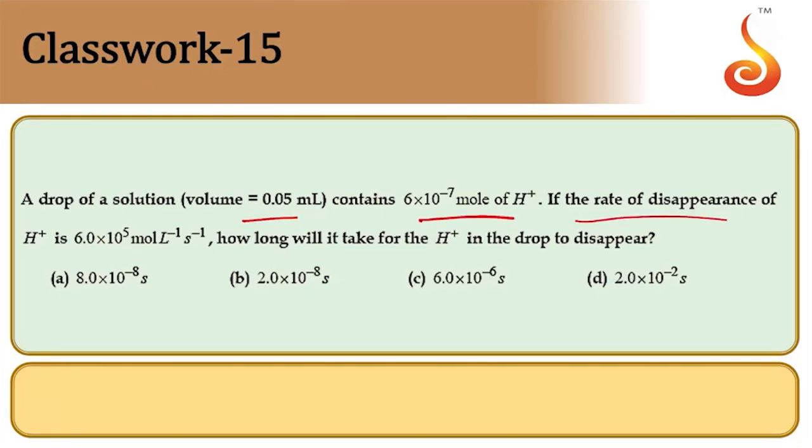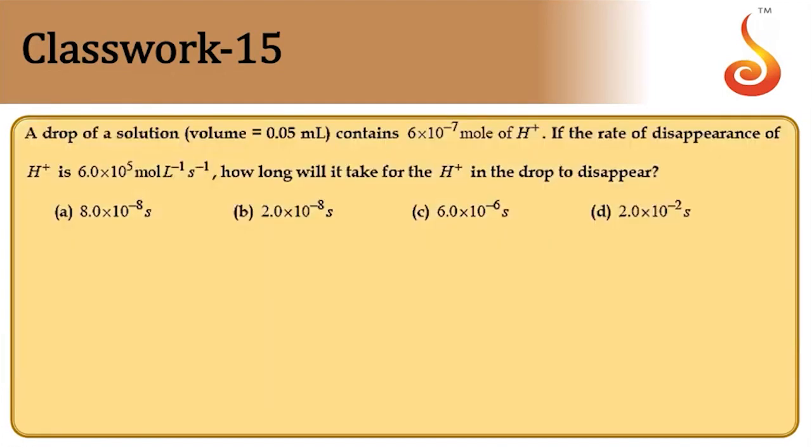If the rate of disappearance of H plus is 6.0 × 10 power minus 5 mole per liter per second, how long will it take for H plus in the drop to disappear? So they are given the volume of the drop, and the number of moles of H plus in the drop. They gave us the rate of disappearance of H plus also. We have to find out how long it will take for H plus to disappear.